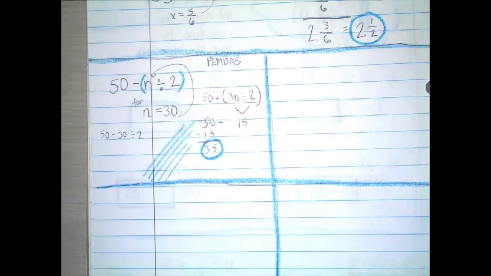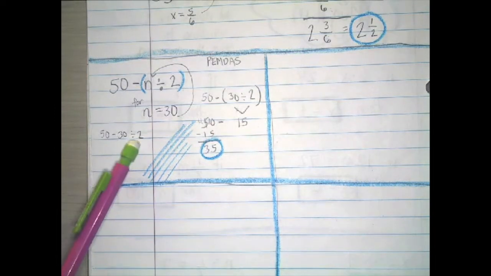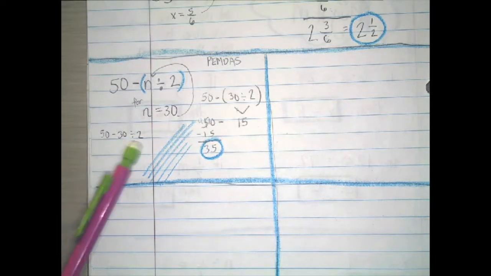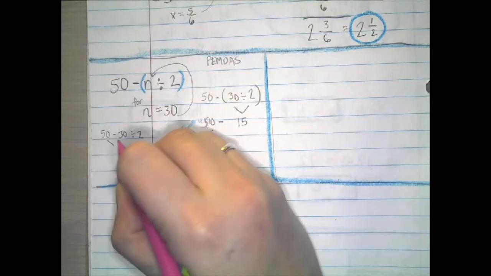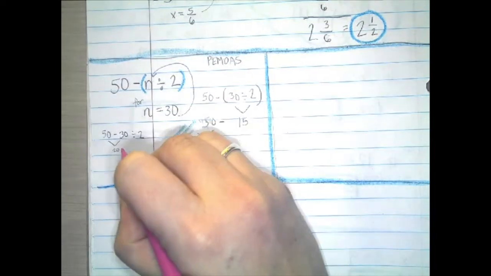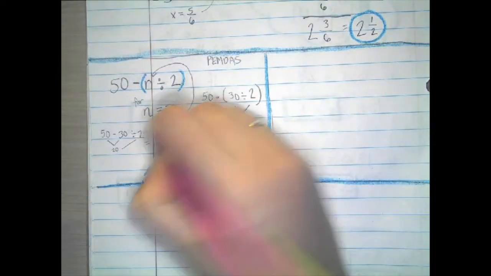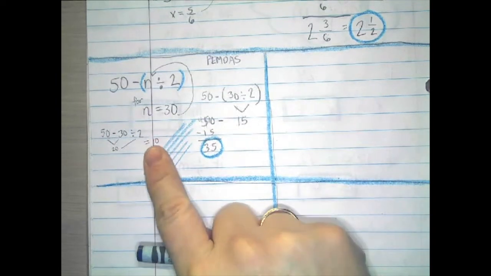And you still have the divided by 2. So let's say I didn't know my order of operations, and I just went, well, I'm just going to go left to right because I don't know which one should come first. If you didn't know and you just solved it left to right, this answer would be different. 50 minus 30 is 20. And 20 divided by 2 would be 10.